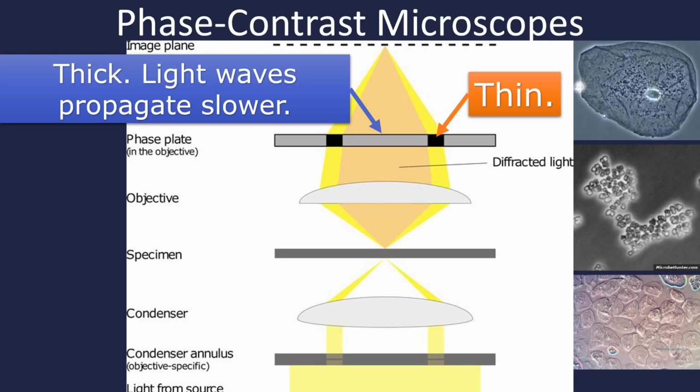In phase contrast microscopy, refractive index differences in the specimen, known as phase shifts, generate contrast so you can see live, unstained cells and subcellular structures.